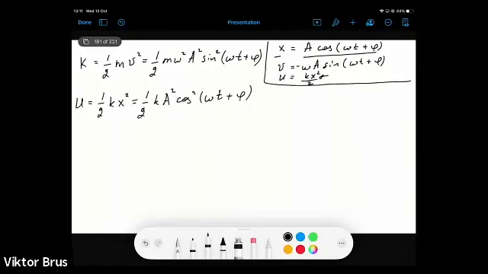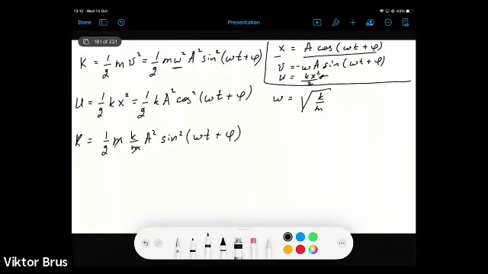Now we should recall the angular frequency omega from our previous discussion. It was given as the square root of k divided by m. So if we substitute omega squared by k divided by m, let us do it for kinetic energy, it will be 1/2 m, and instead of omega squared we put k divided by m, times a squared times sine squared of omega t plus phi.